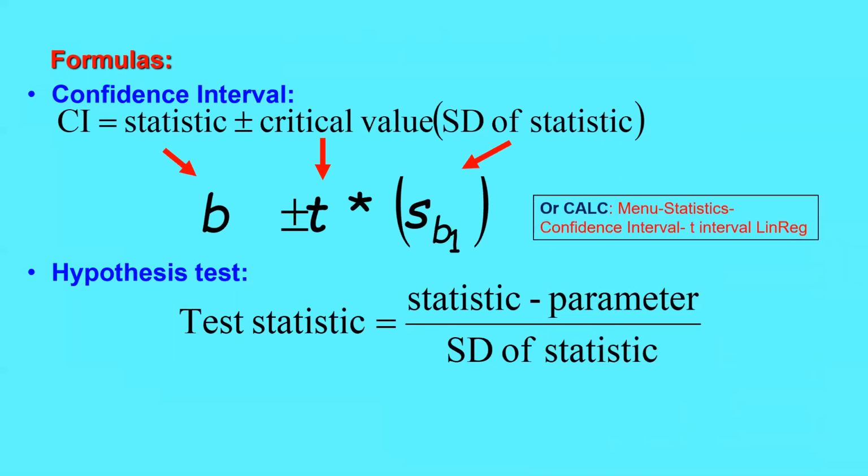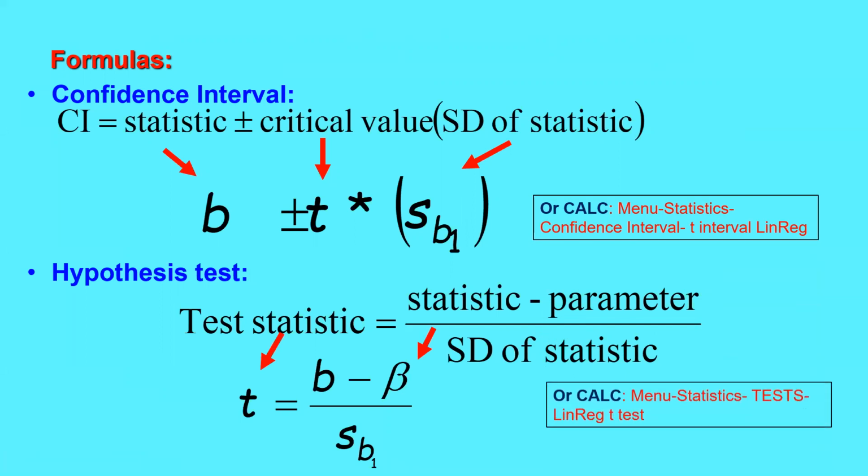Yay, the calculator does the work for us by inputting our data into lists and spreadsheets and then going to menu, statistics, confidence interval, t-interval, linreg. So what if we want to do a hypothesis test to get that test statistic? Again, it is always a t-test because we're using actual data values: b minus beta divided by S sub b sub 1. And again, yay, the calculator does the work for us by hitting menu, statistics, test, and linear regression t-test.